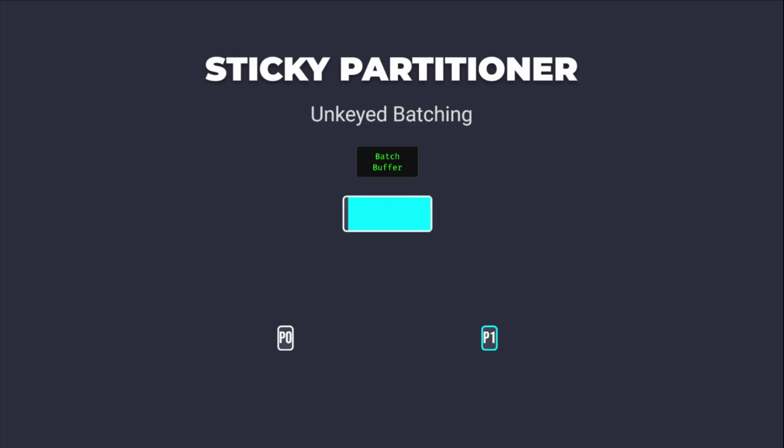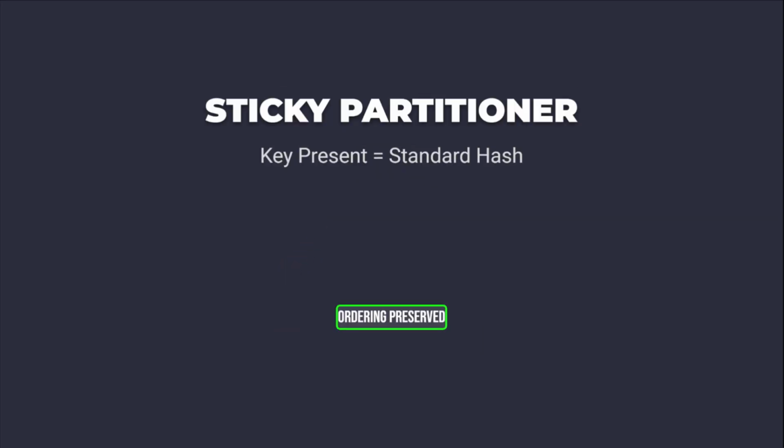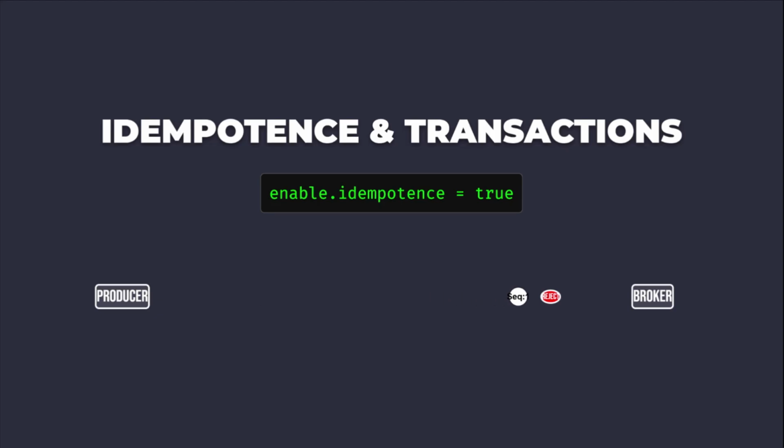Crucially, when a key is present, the Sticky Partitioner still uses the standard hashing mechanism to ensure key-based ordering integrity. The optimization applies primarily to unkeyed messages, grouping them into larger batches for efficiency. System analysts should understand that while this improves overall producer performance, it does not compromise the strict ordering guarantees established by the keying strategy, provided the key is consistently present for ordered sequences.